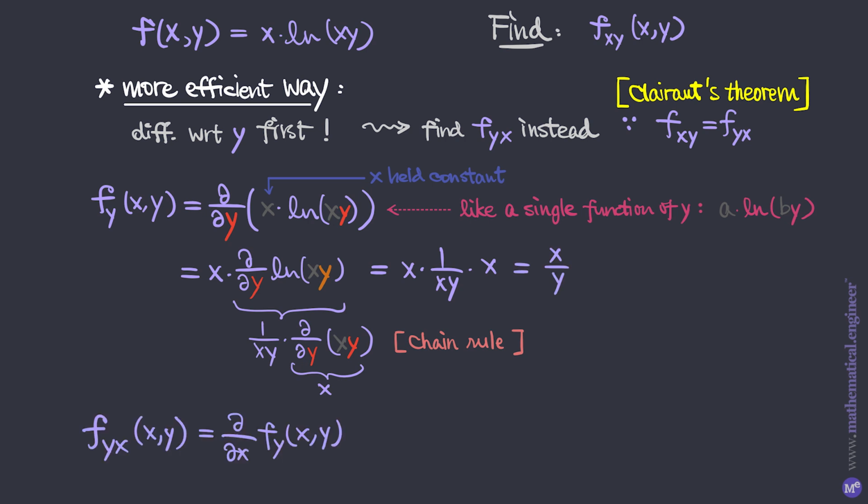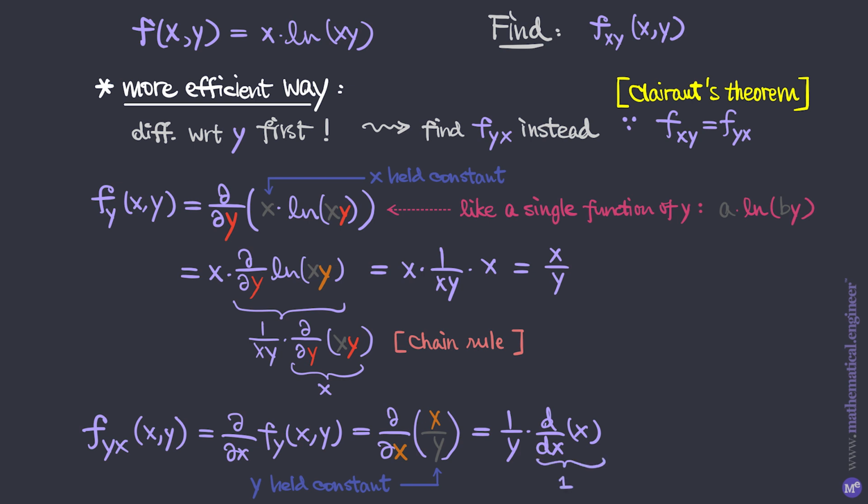Now, let's differentiate f sub y with respect to x to get the mixed partial we are after. So we have the derivative of x over y with respect to x. That's even easier. By holding y constant, this is like 1 over y times an ordinary derivative of x with respect to x, which is 1. Finally, we have 1 over y, and that is f sub yx, which is the same as f sub xy by the Clairaut's theorem.